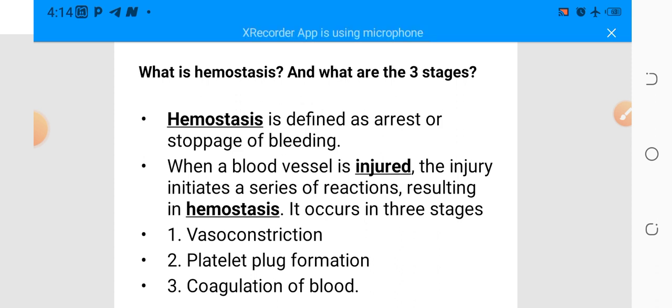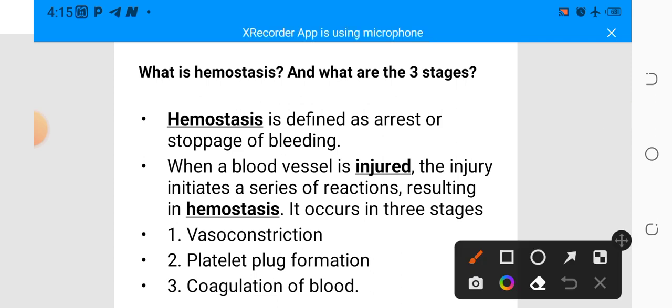First and foremost, hemostasis is defined as the arrest or stoppage of bleeding. So, when a blood vessel is injured, it can be any injury, trauma. The injury initiates a series of reactions resulting in hemostasis. So what are these series of reactions? There will be vasoconstriction, there will be platelet plug formation, there will be coagulation of blood.